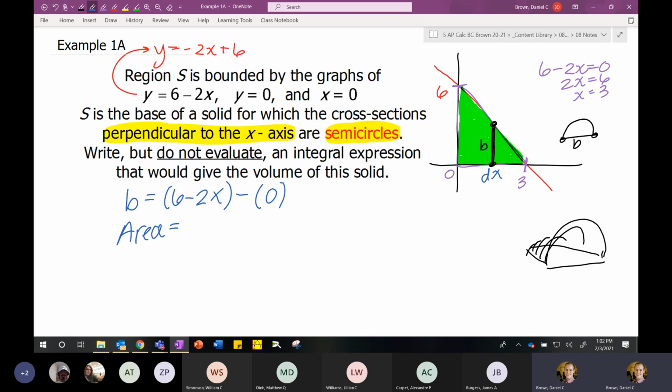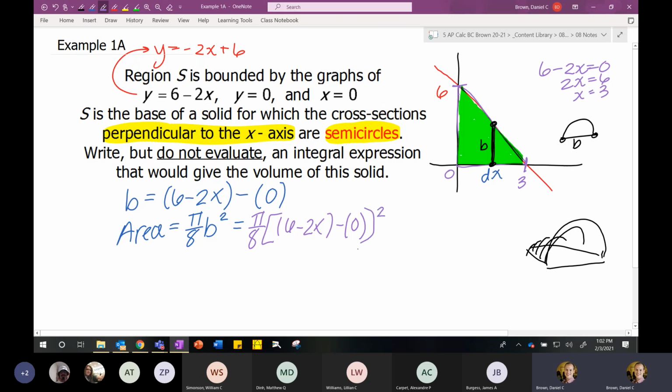This is a semicircle, so you either use a memorized formula or you have to derive what the formula would be in terms of b. I have it memorized, it's that last one we wrote down. What's the area of a semicircle? The area of a semicircle is pi over 8 b squared. Let's go ahead and put that in terms of x now. What was b equal to? B was equal to 6 minus 2x minus 0. Again, I could leave that 0 off if I'm just using it as a placeholder, squared.